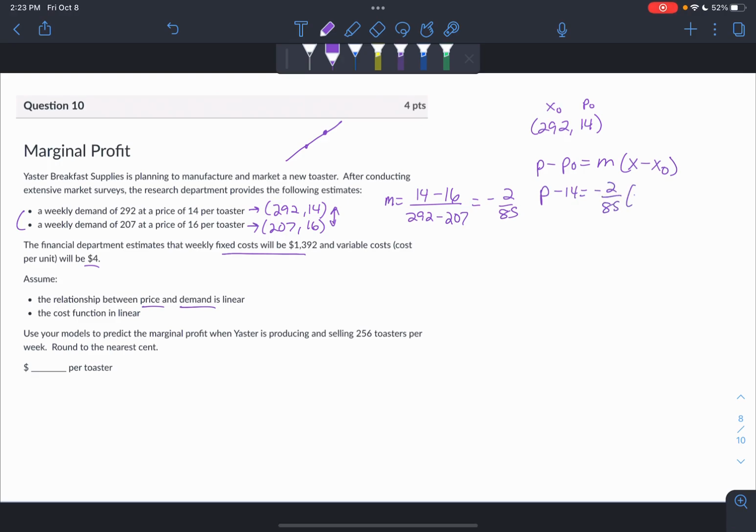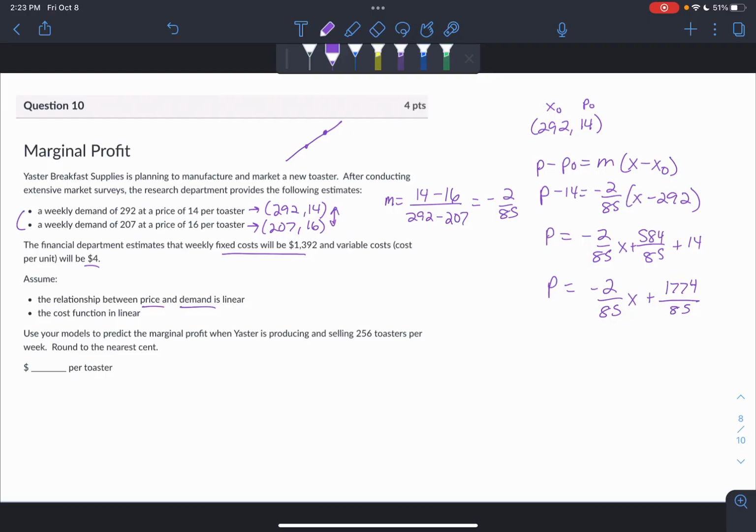So we can do some simplifying. Let's get p to one side. So minus 285x. Let's see, I think this comes out to be 584.85. You can also just calculate these as decimals if you want. Just be careful with rounding. And then plus 14. And so you can further simplify and get 1774 over 85. Okay, so that's our price. So that's lowercase p in this case.